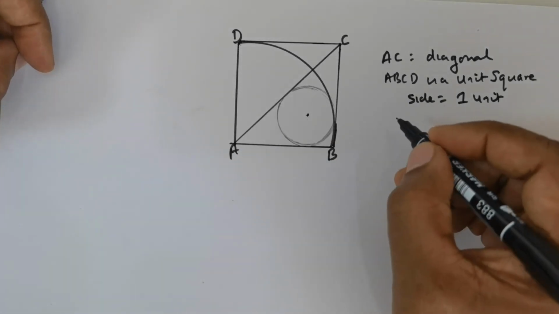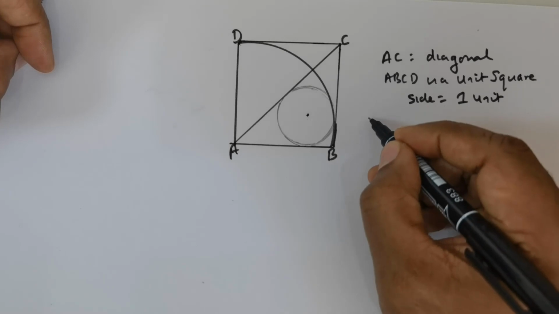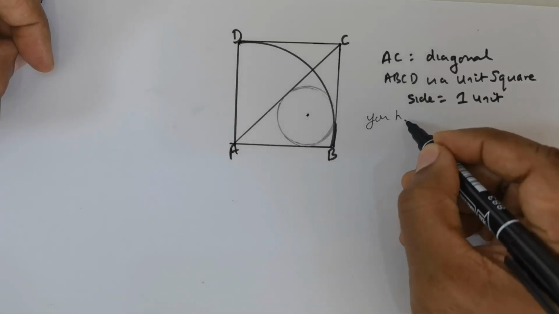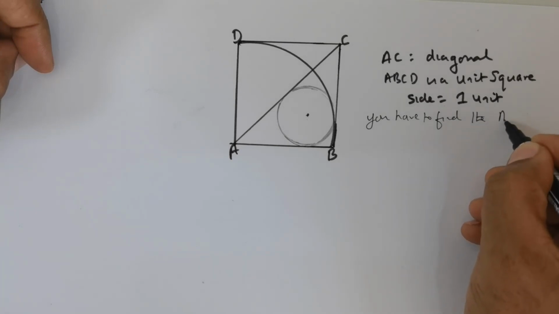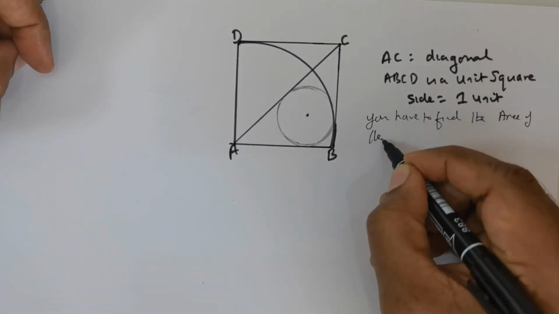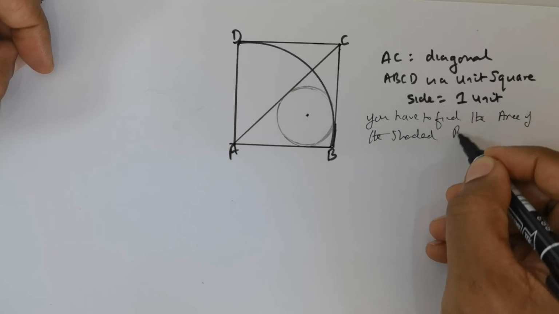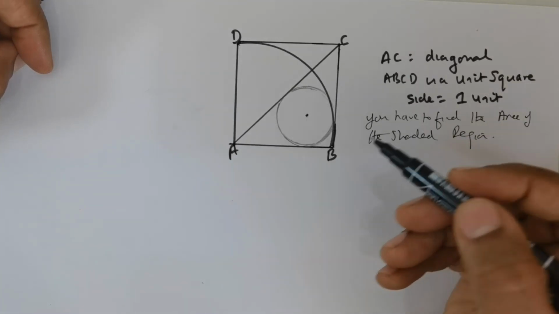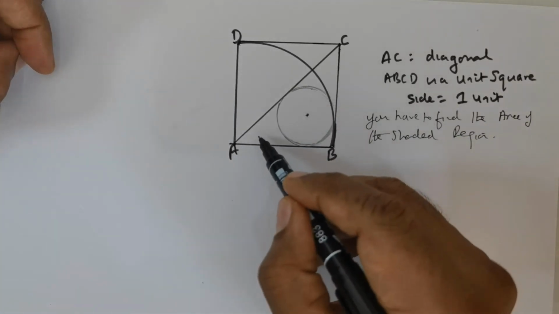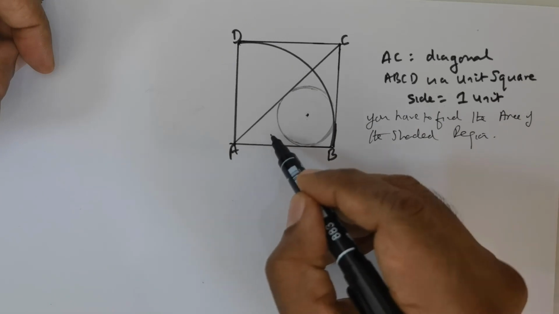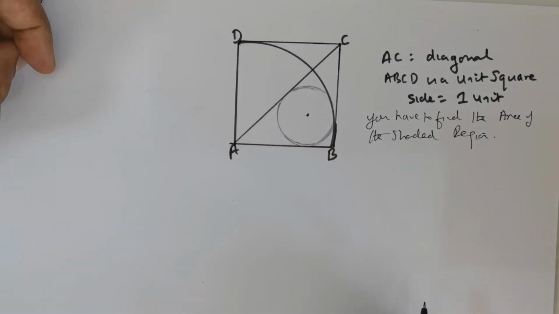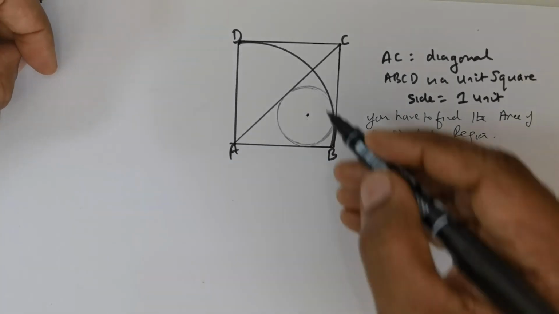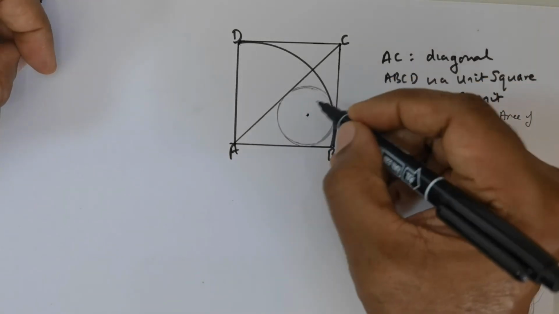Now what are you expected to do? You have to find the area of the shaded region. Now which area are we talking about? We are talking about this area, this region, this region, this region. We have to obtain that area.